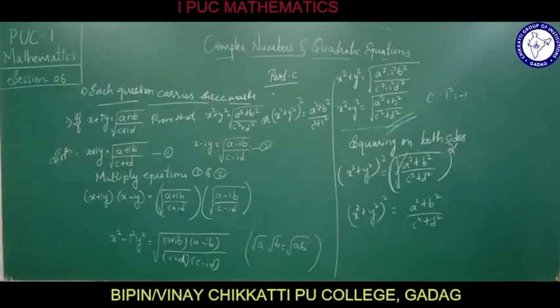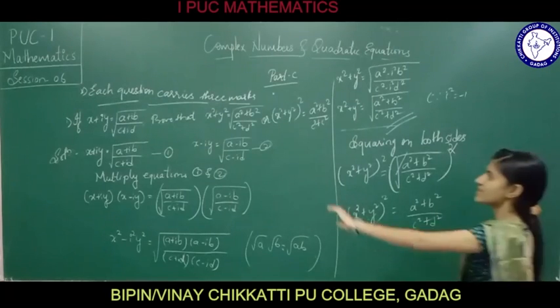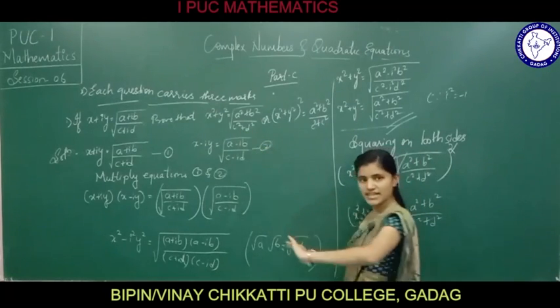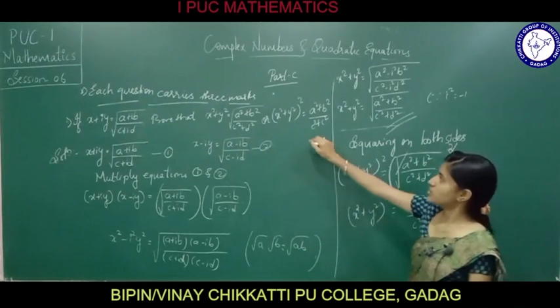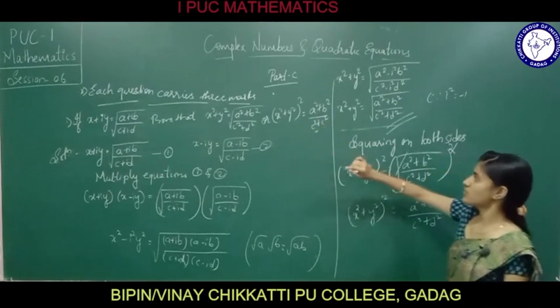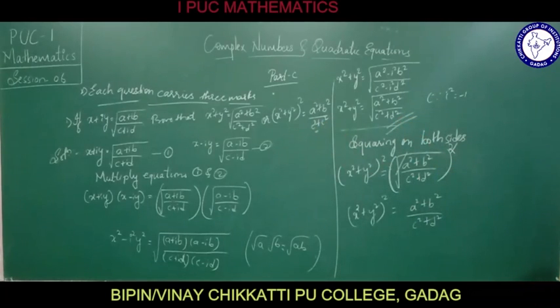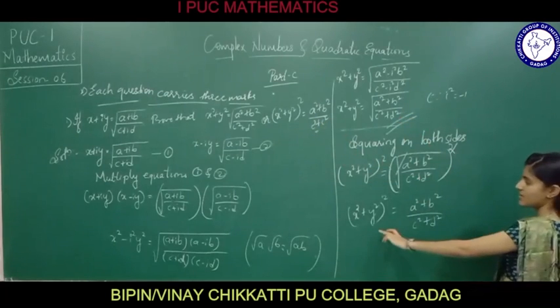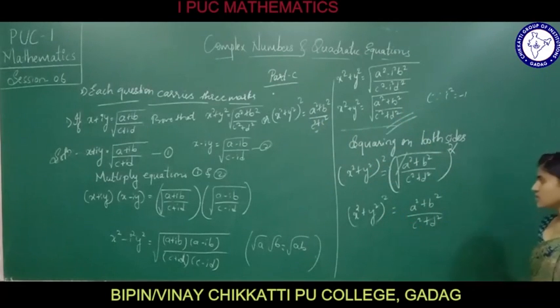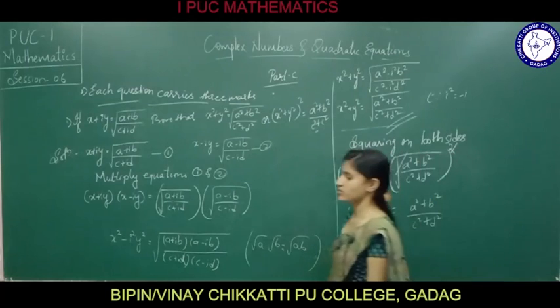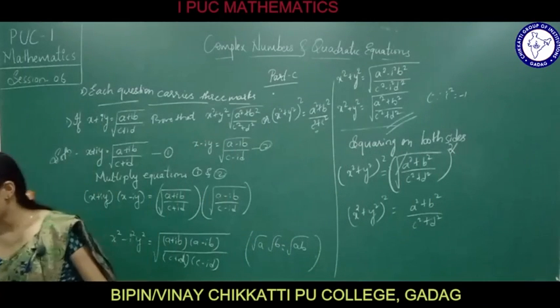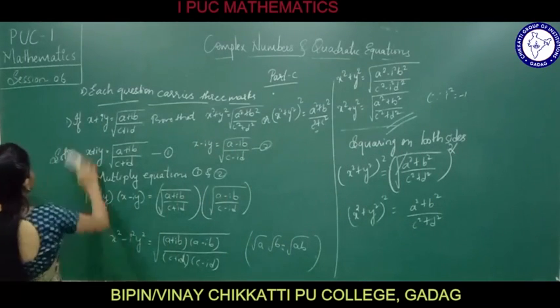So I hope you all have followed. Either they can ask you to stop here itself, or they can tell you to find up to here. It means what we are going to do for this, we are going to square on both the sides. If we square on both the sides, we get (x square plus y square) whole square is equals to (a square plus b square) divided by (c square plus d square). I hope you have followed this problem. Let us solve one more problem, okay?